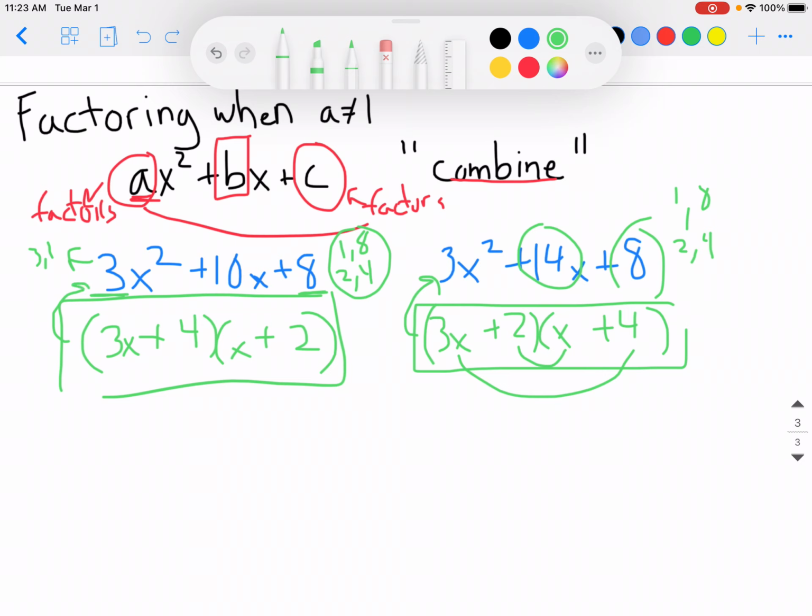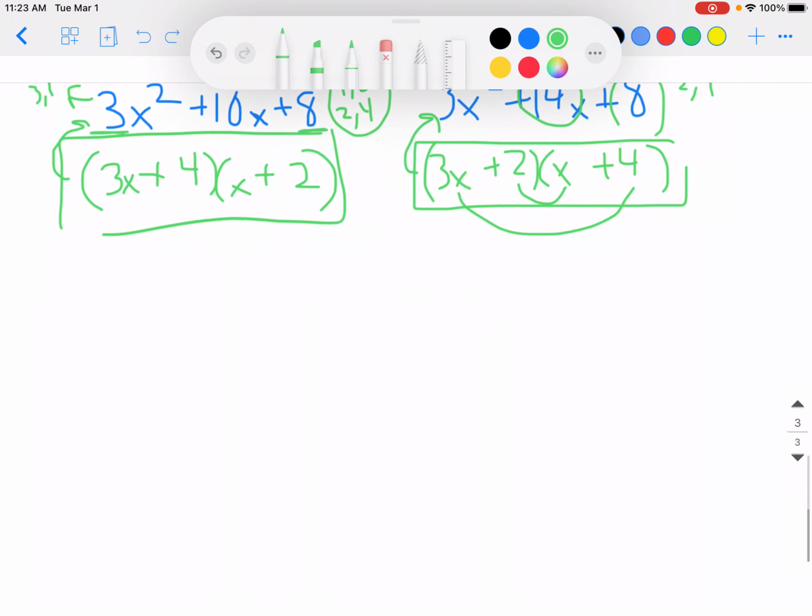So hopefully that has helped a little bit, but if you want another example, keep on watching and I'll show you one more. One's maybe a little bit harder. So now let's go with 10x squared plus 3x minus 18.